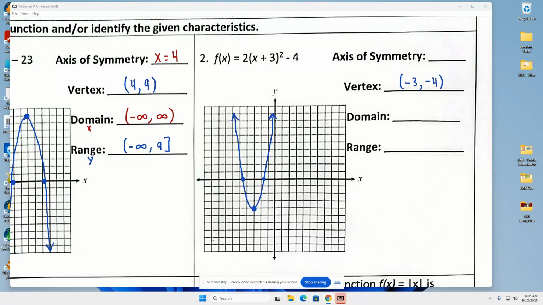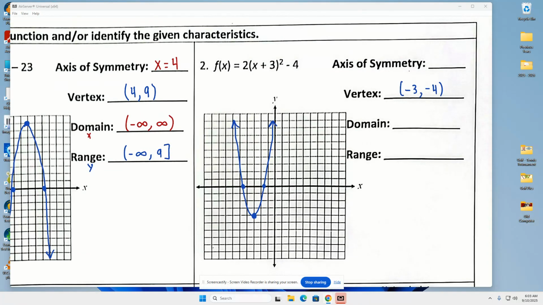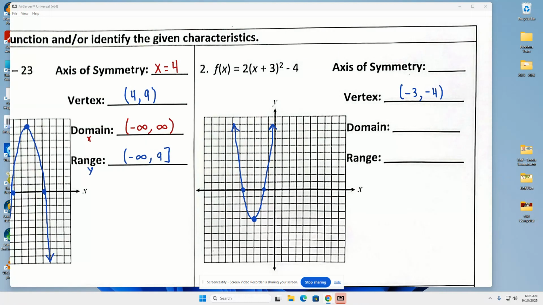So again, once you get the hang of this, finding the axis of symmetry should be easy. It's always x equals the x value of my vertex, so negative 3. X equals negative 3. We already said domain never stops going left. It never stops going right, so my domain is negative infinity to positive infinity.